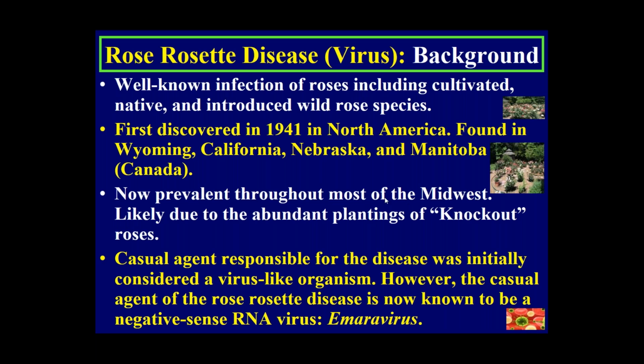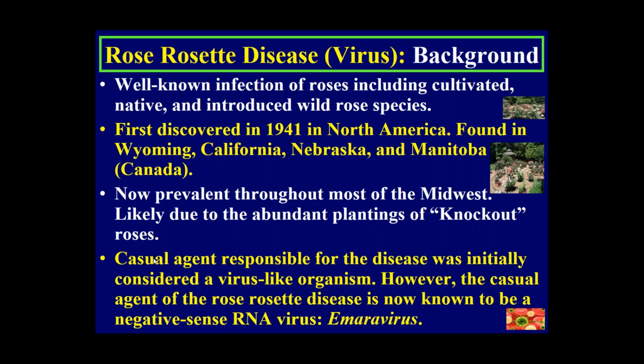Let me give you some background. Rose rosette disease, or RRD, is a well-known infection of roses, including cultivated, native, and introduced wild rose species. It was first discovered in 1941 in North America, Manitoba, pretty much in the Pacific and the Midwest. It is now prevalent through most of the Midwest because of the abundant plantings of knockout roses. Knockout roses may be more susceptible, but the main issue is they're planted all over the place.